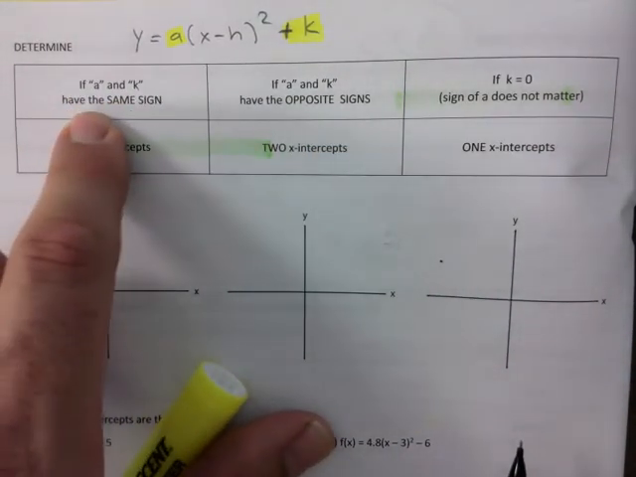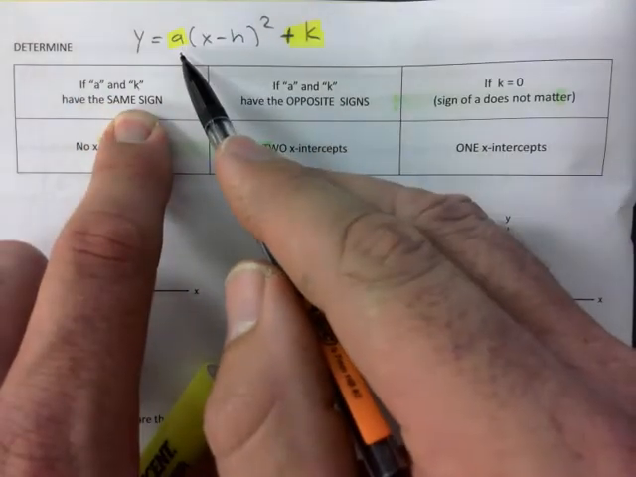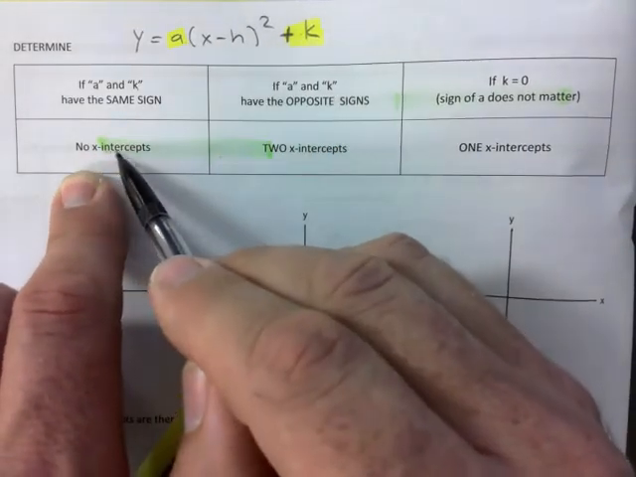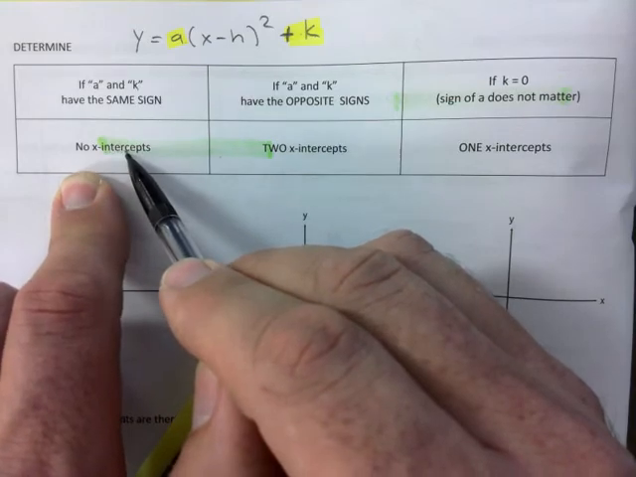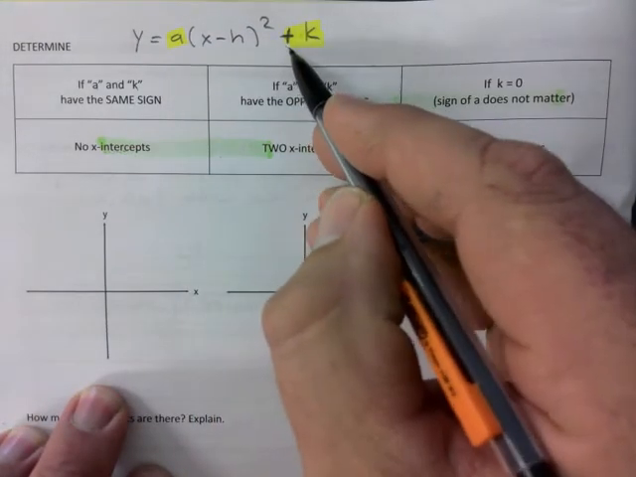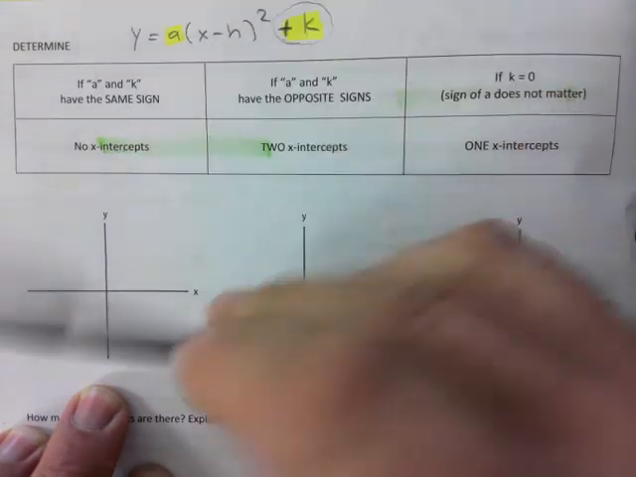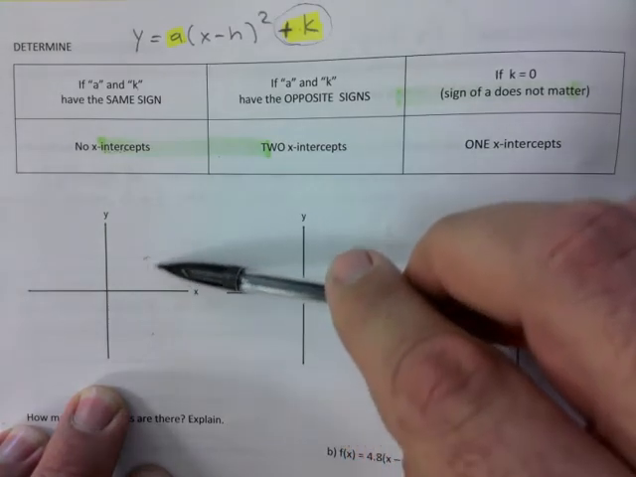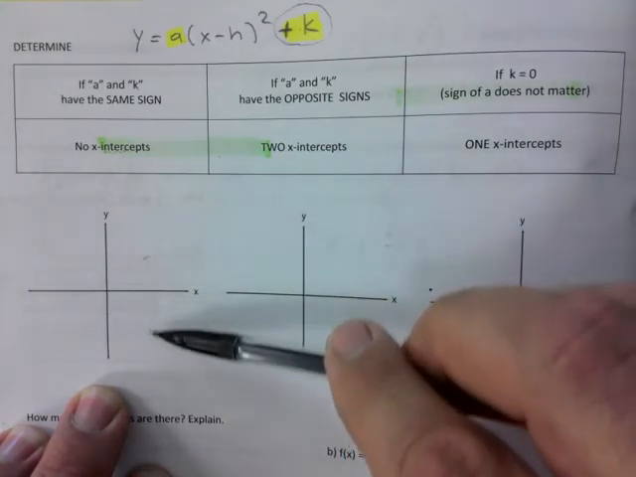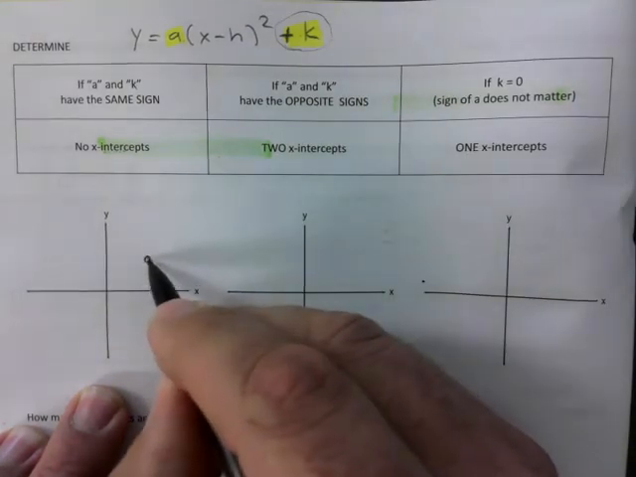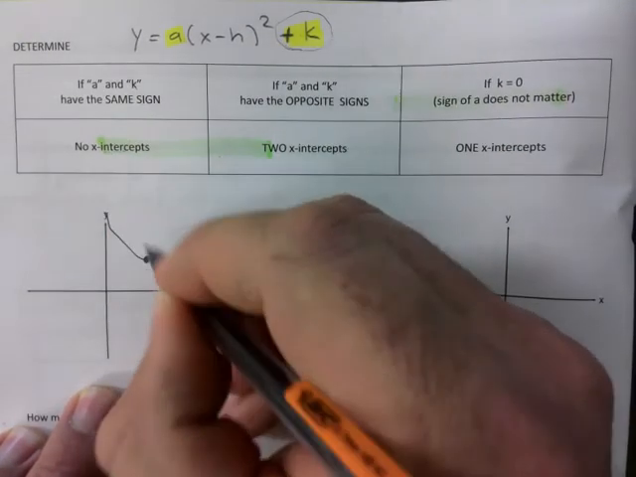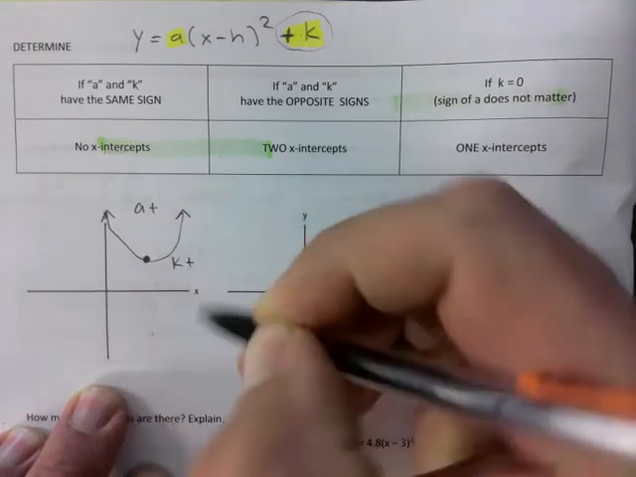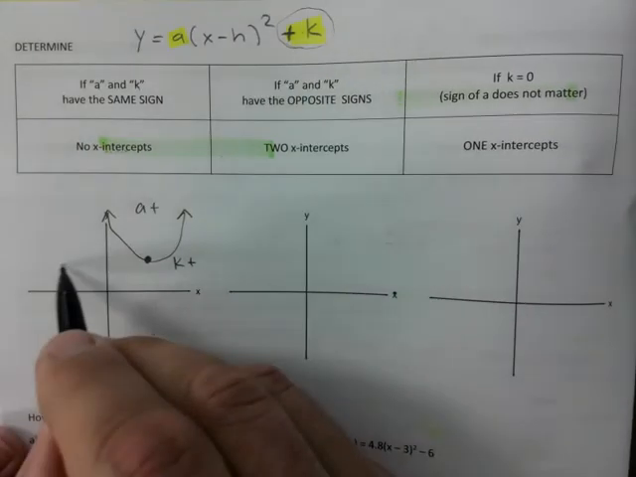So if A and K have the same sign, right? If they have the same sign, so let's say they're either both positive or both negative, there will be no x-intercepts. How so, Mr. Dirksen? Well, think about it. If K is positive, K is basically, if you think of the vertex, K tells you if it's going to be negative or positive, right? K is that Y value of the vertex. So if K is positive and A is positive, right? So A is positive, K is positive, right? No x-intercepts.